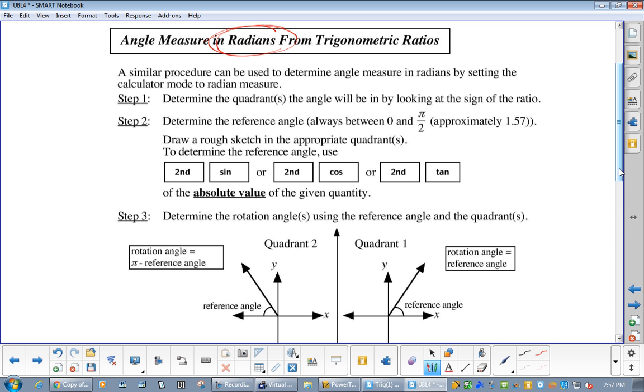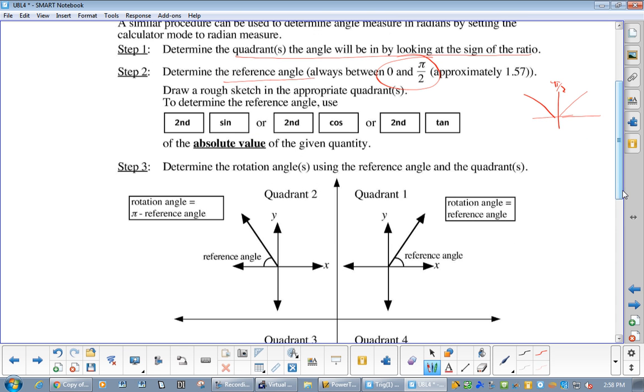Now, nothing is changing. Okay? You're going to determine the quadrants by looking at the sign. You will determine the reference angle. Okay? Now it's always going to be between 0 and pi over 2. It was 0 and 90 before. Pi over 2 means 90. You know, have that unit circle out. Right? This is pi over 2. Your reference will have to be in there, right? And then we will still determine the reference angle by using second sine, second cos, second tan of the absolute value. And then we will determine our quadrants.